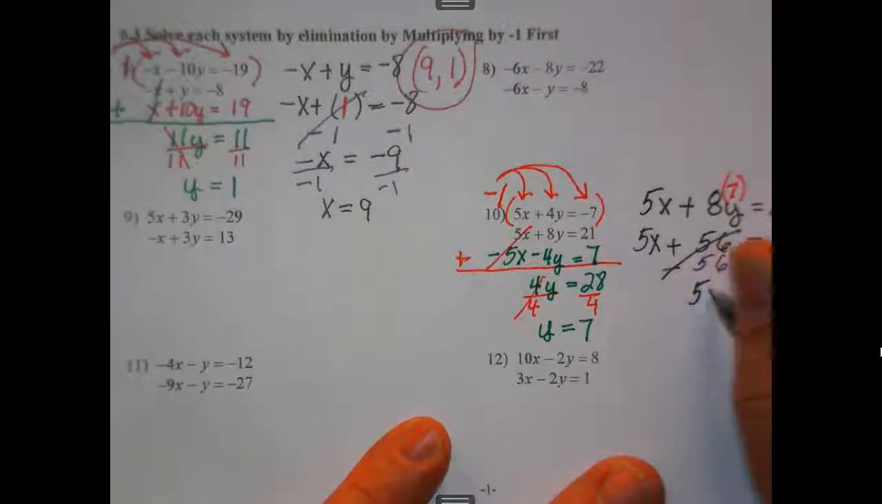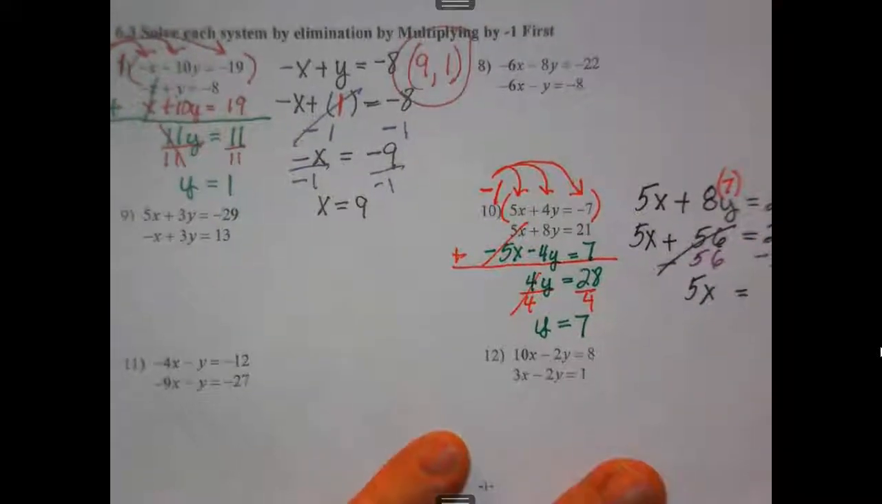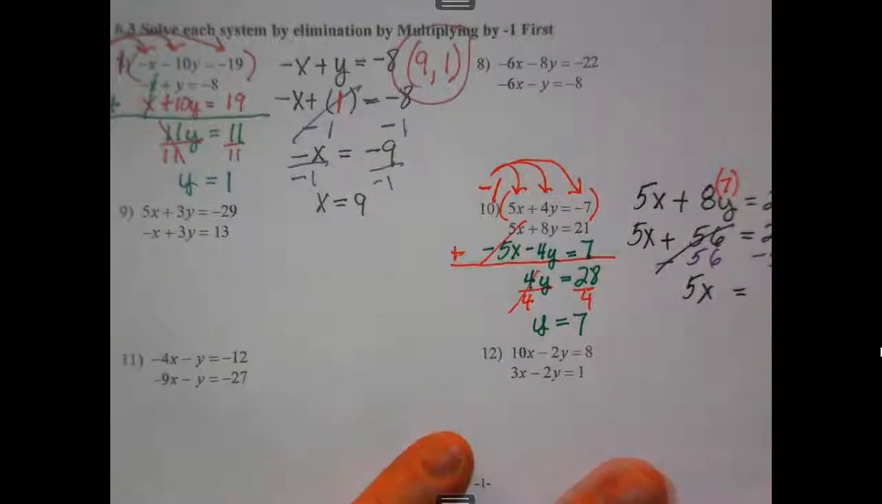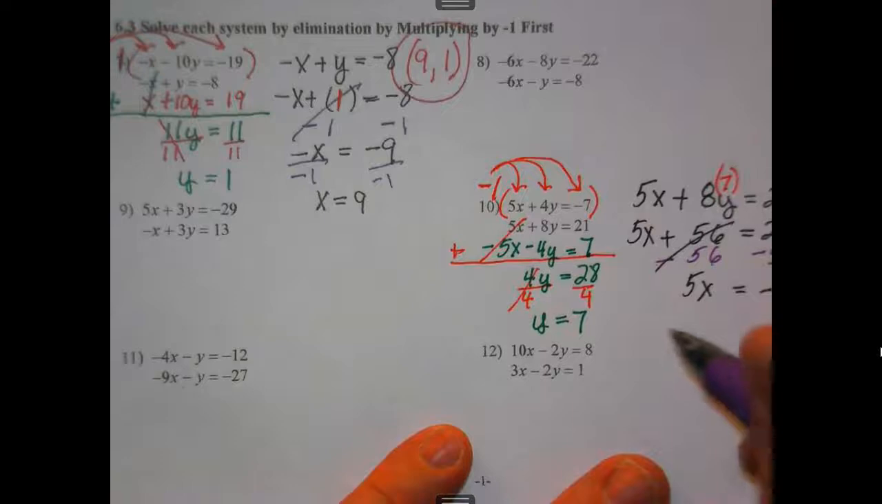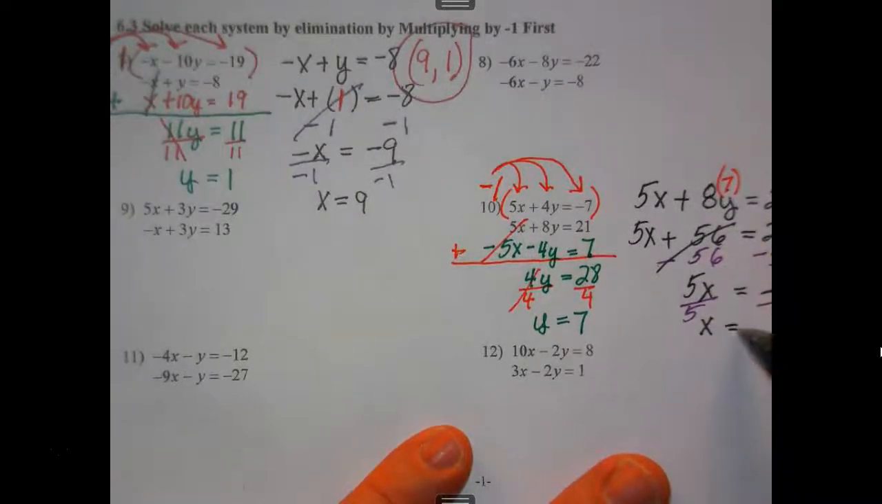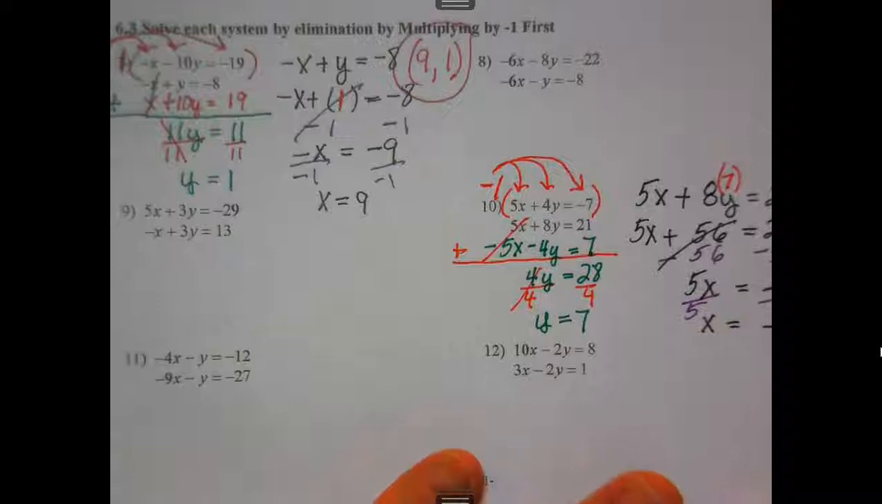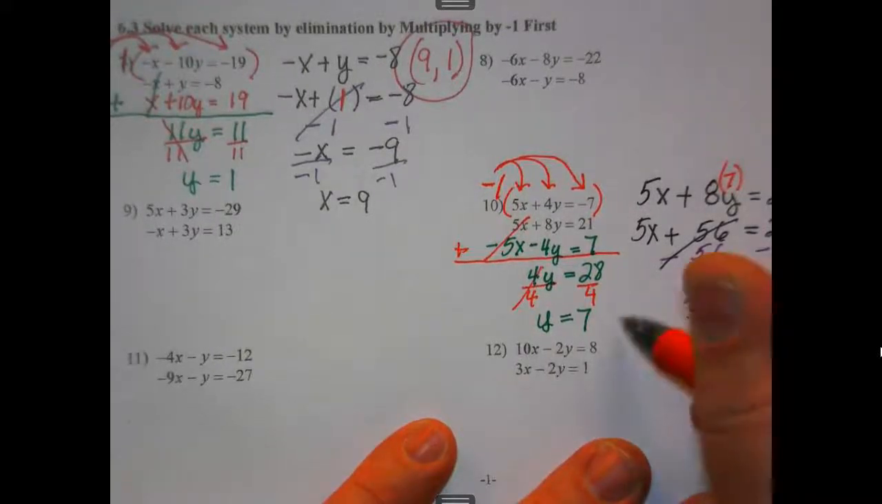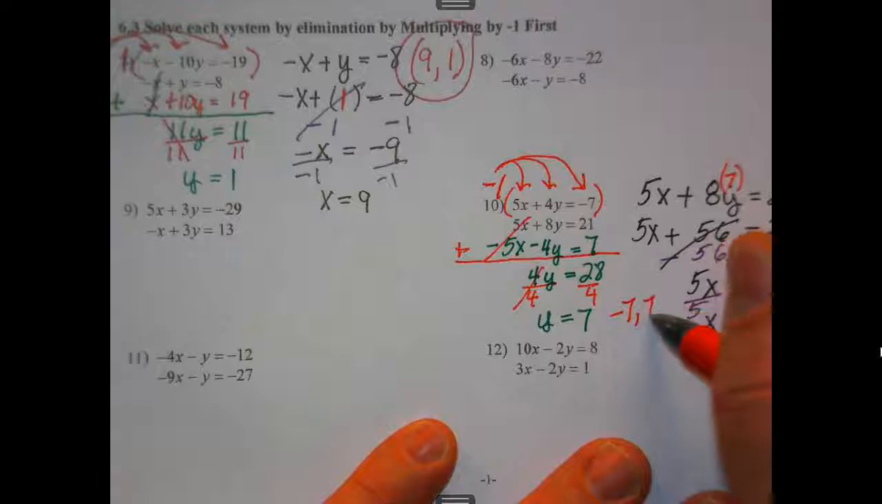I have 5x. 21 minus 56 is negative 35. Divide both sides by the coefficient 5. And x equals negative 7. So this intersects at the point negative 7, 7.